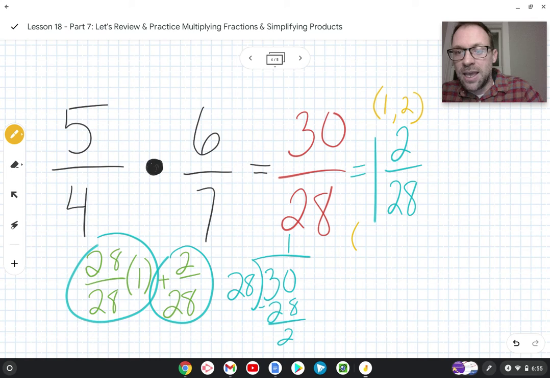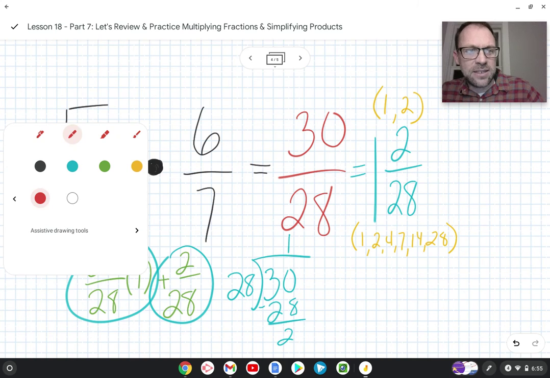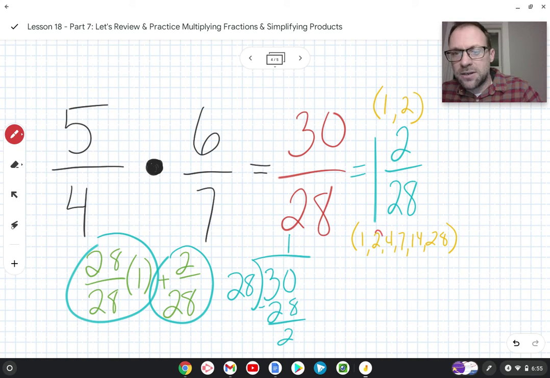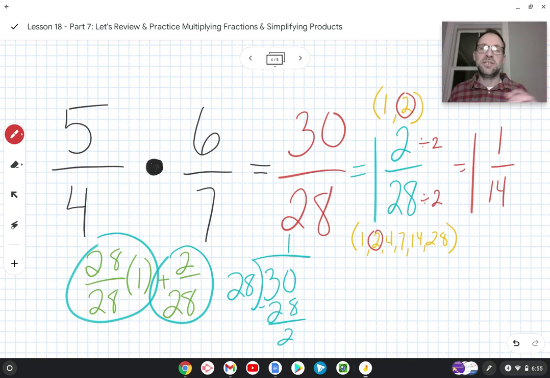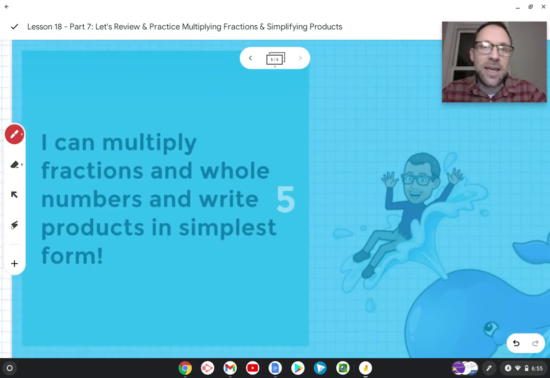And we can do 28 again. 1 times 28, 2 times 14, and 4 times 7. We just did that in the last problem, didn't we? So we can see that 2 is the greatest common factor. There it is. It's in both lists. We can divide then by 2 and get 1 and 1/14. And that is the simplest form of 30/28. And that is everything we learned before vacation.